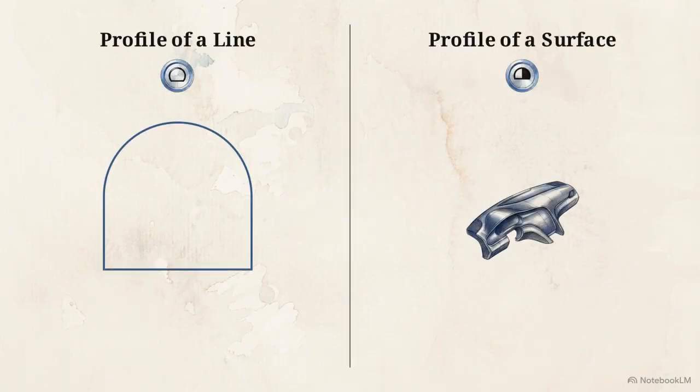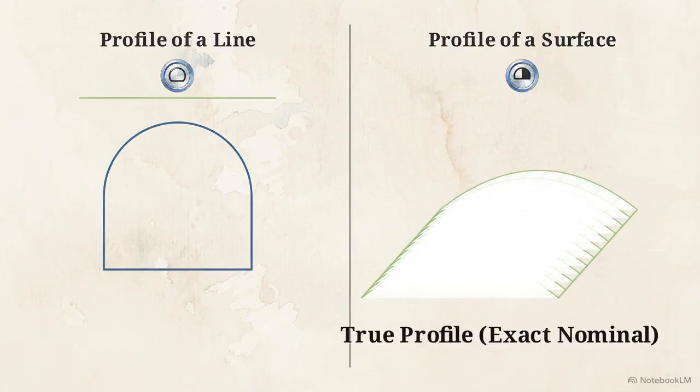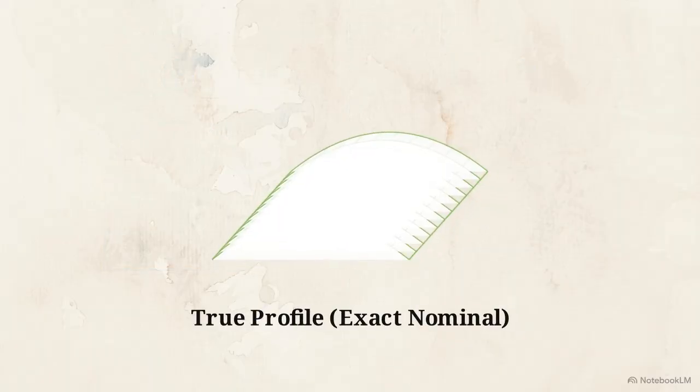There are two profile symbols in GD&T. Profile of a line evaluates a specific 2D cross-section, but profile of a surface takes that logic into the third dimension. It controls the entire continuous face of the part, ensuring the entire physical shape matches your intent. To do this, the profile symbol relies on the true profile. This is the mathematically perfect, exact nominal geometry driven directly by your 3D CAD model.